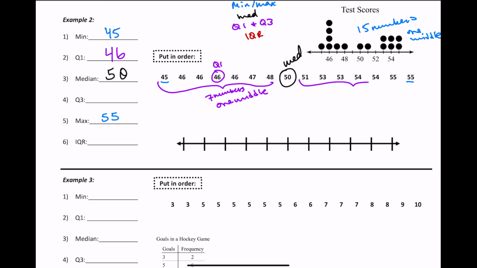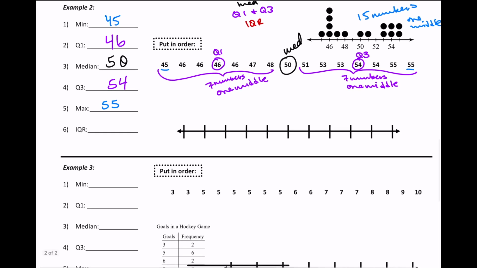And then looking at this other side, finding the middle, I'm going to do this fast, is quartile 3. This is a 54. Ms. Rawolf, are you sure? Yes, I am, because look, there's 3 numbers on the left side and 3 numbers on the right side, so 54 has to be smack in the middle. Because again, it should be 7 numbers, just like the other side, but it's got 1 middle when we find the quartile 3.